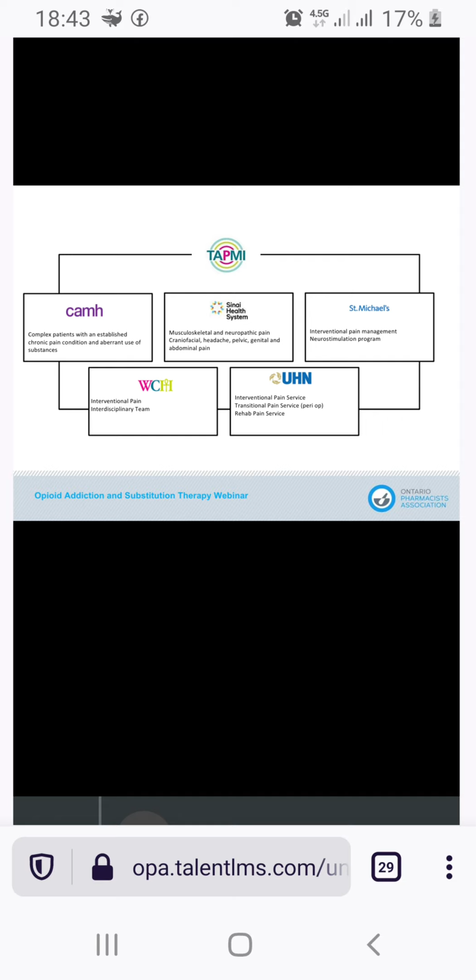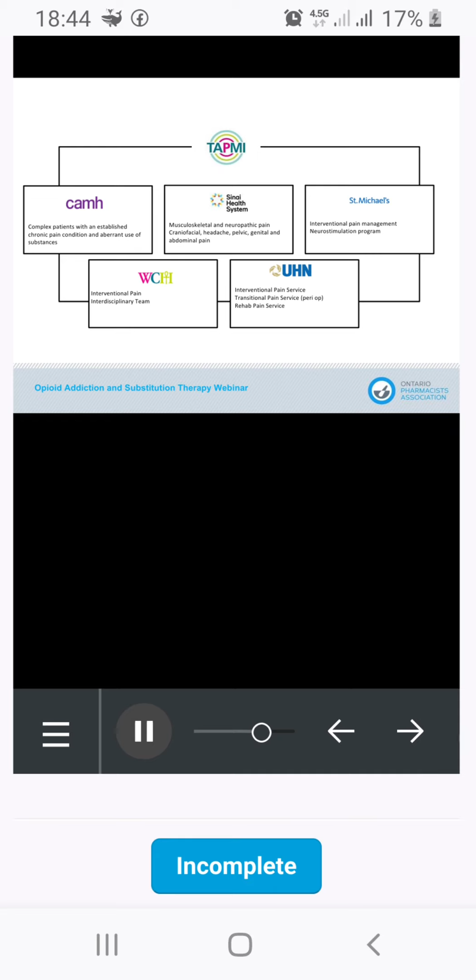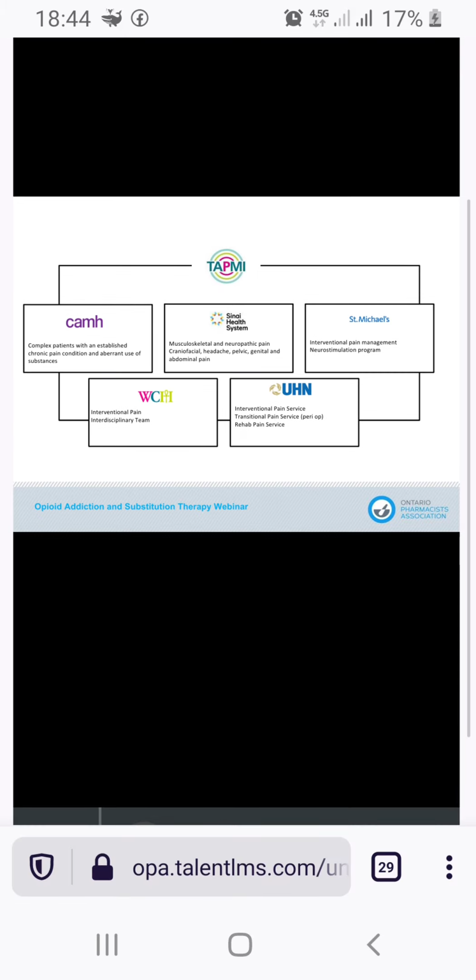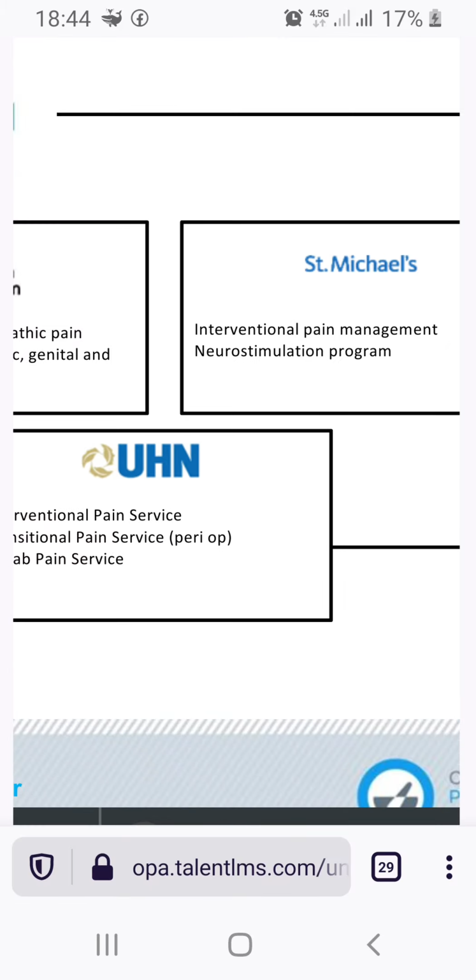Sinai Health Systems, the WASR, is a medical managed program. So currently their doors are closed because of very long wait times. So they're working through their backlog, but traditionally they have been managing patients with those different types of pain conditions. St. Michael's Hospital, their focus is interventional pain as well as neurostimulation program. Women's College ourselves, we also have an interventional pain program and our hub.